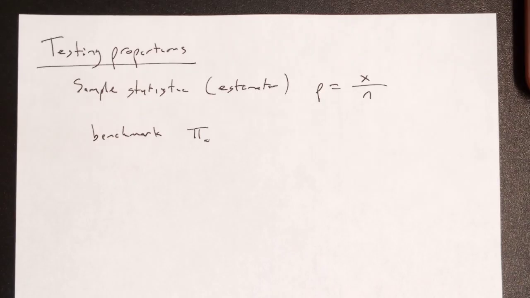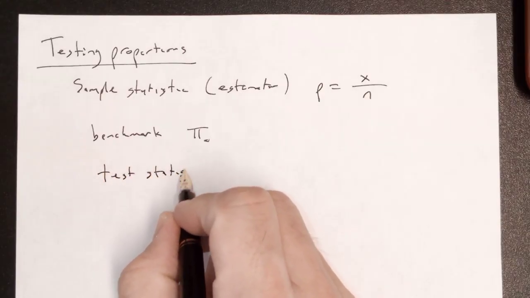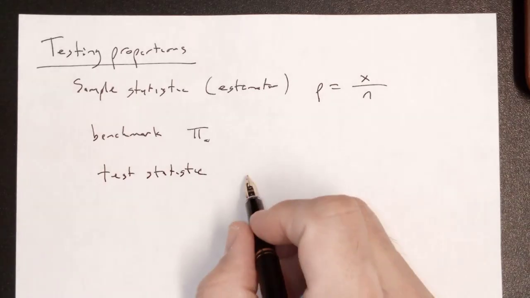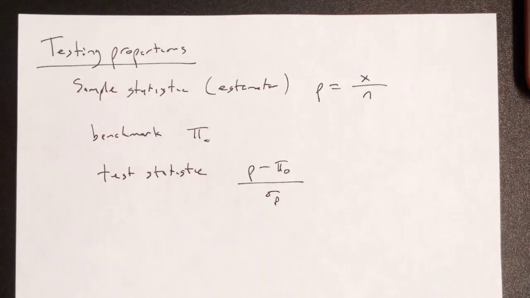Oh, I'll test against 0.5. Maybe I think it should be at least 0.8. Test against that. I want 80% of the people to think we did something good. Whatever my benchmark is. And then I'll compute a test statistic. Which is the difference between the proportion we got from our sample and our benchmark divided by the standard error for a proportion. Hang on a second.